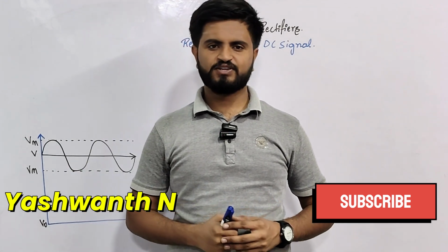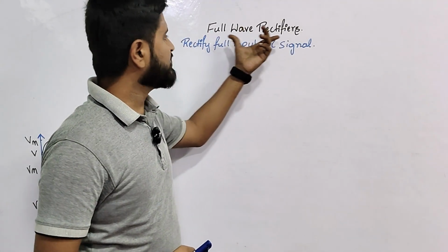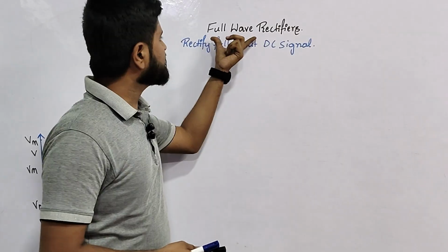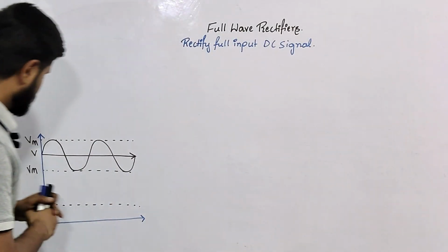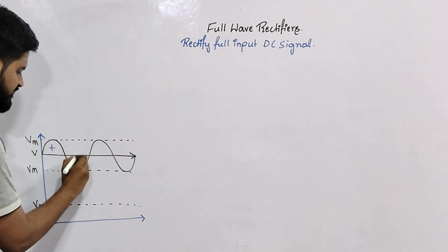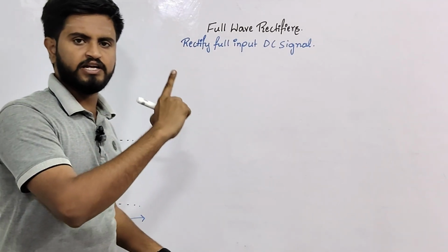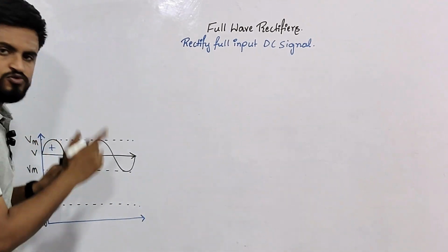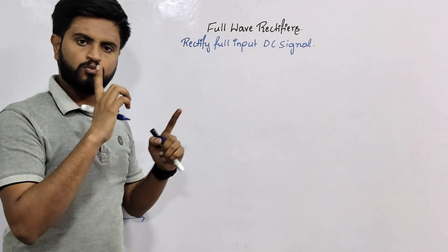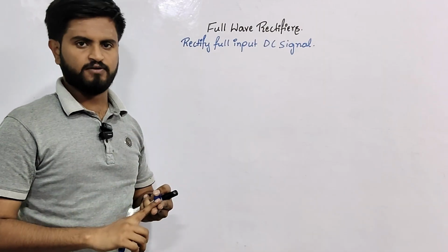So in this video, let's discuss the full wave rectifiers. As the name tells, it will rectify the full wave. That is, the positive half cycle and negative half cycle combined form one complete full wave. So this full wave rectifier will rectify both the positive half cycle and the negative half cycle.